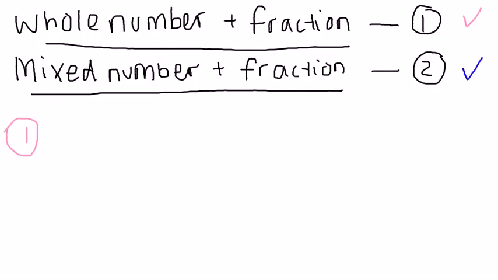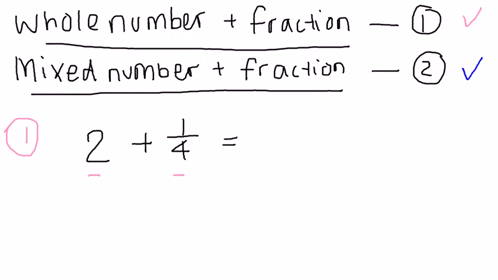So let me give you an example. 2 plus 1 over 4. This is a whole number and this is a fraction. So how do I actually add both together? Remember in the previous video I mentioned that we should always add up the whole number first, right?